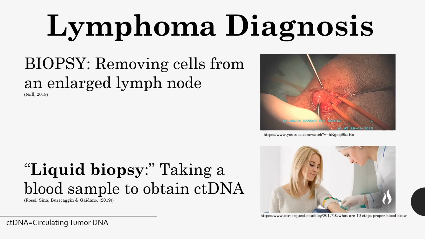There are 2 kinds of biopsy. The first one is on the top, which is a traditional biopsy. This is an invasive procedure that removes cells from a suspiciously enlarged lymph node. You can see a picture of this to the right. The other type is something known as liquid biopsy, and it involves taking a blood sample to obtain circulating tumor DNA. As you can see on the picture on the bottom right, it's a lot less invasive.